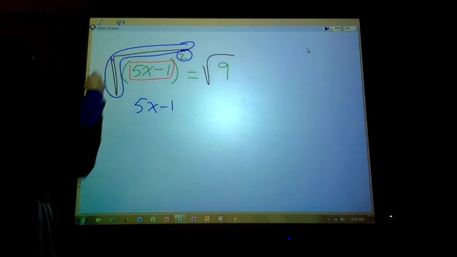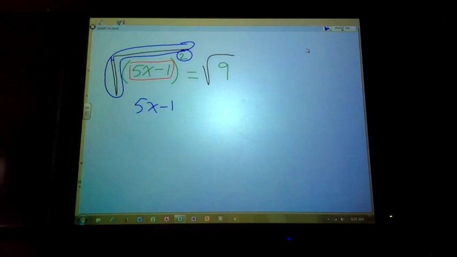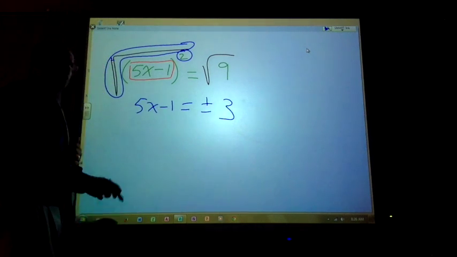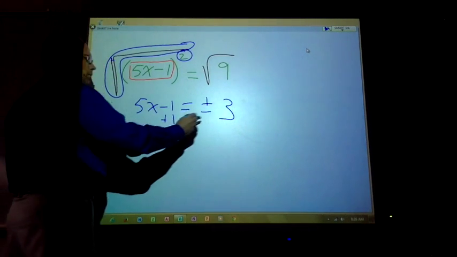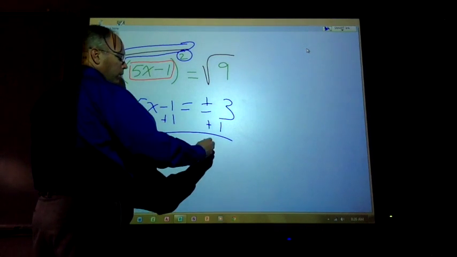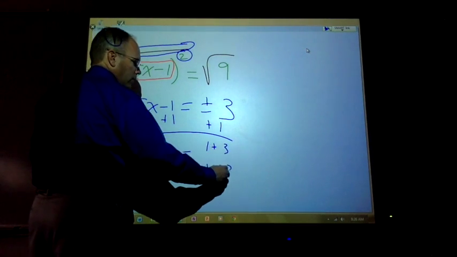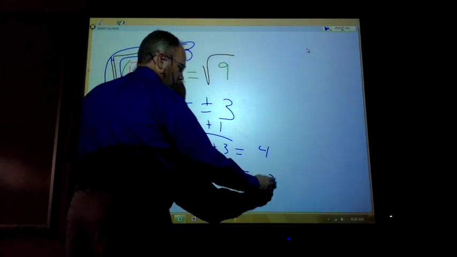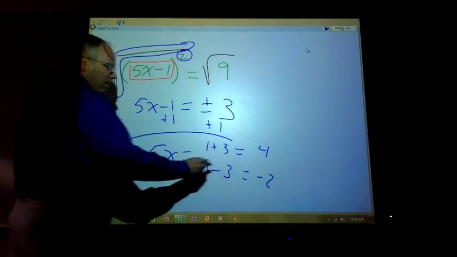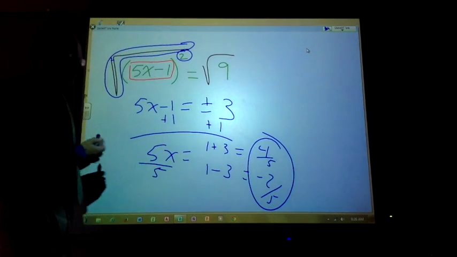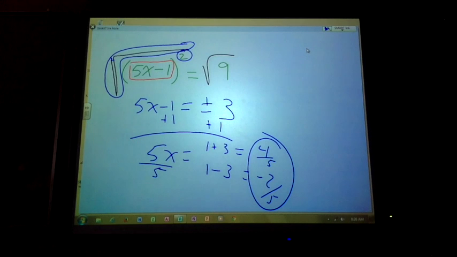Remember there's an imaginary little 2 right there that we don't really put? Those are the keys to unlock the door. And that's what's going to give you plus or minus 3, the square root of 9, and then so you have 5x, and then you get 1 plus 3, and you get 1 minus 3, which is 4 and negative 2, and then you divide everything by 5. That's your answer. Does that make sense?